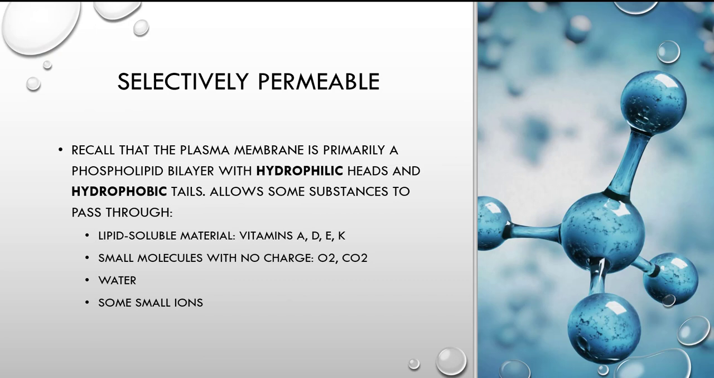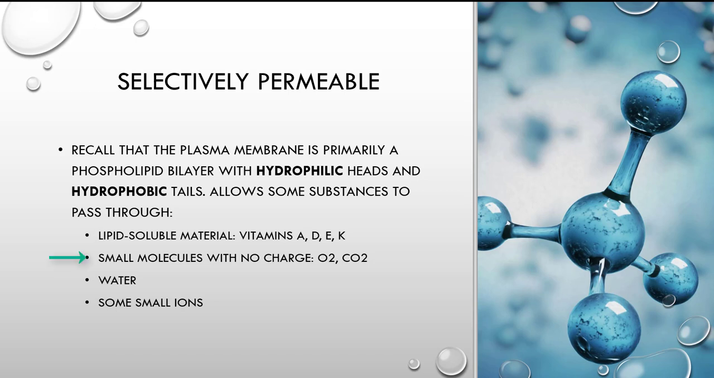So let's talk about what is selectively permeable for our plasma membrane. We already know that the plasma membrane has the hydrophilic heads and the hydrophobic tails. Because of that, it allows certain substances to pass through. So here is a list of some of the substances that can pass through pretty easily. We have lipid soluble materials. Because of the hydrophobic tails, things that are also hydrophobic can slip through that semi-permeable membrane. So things like vitamin A, vitamin D, vitamin E, vitamin K, those are all fat soluble. If you've ever heard of those vitamins, they're fat soluble, and so they can easily move through the plasma membrane.